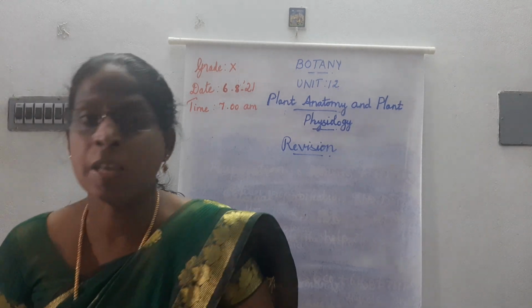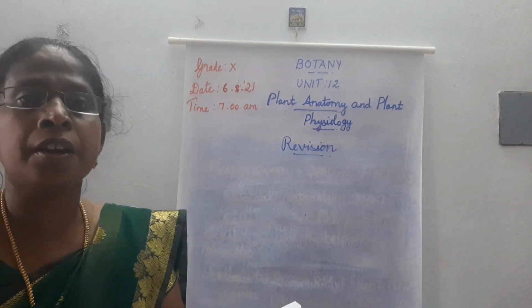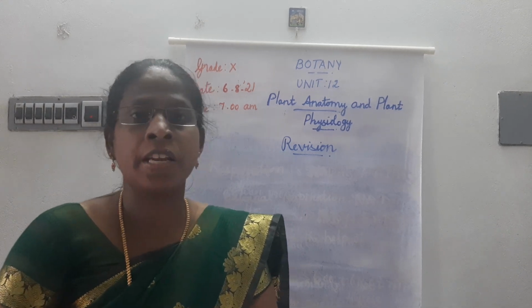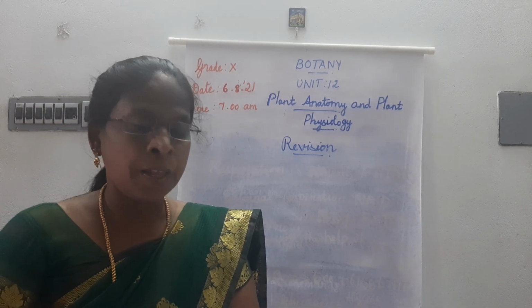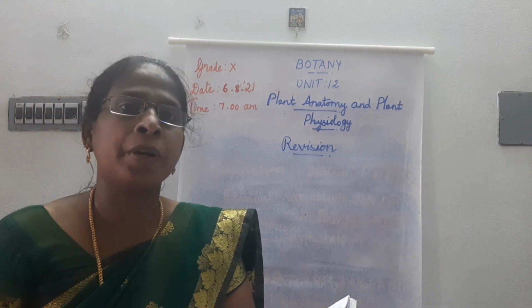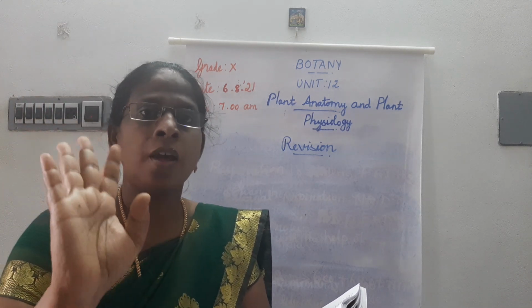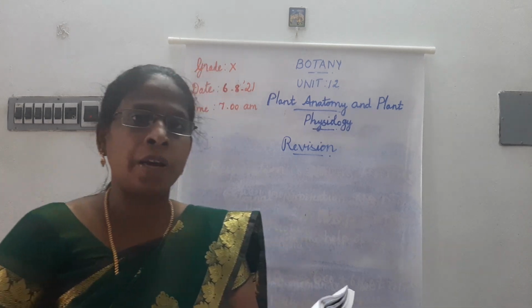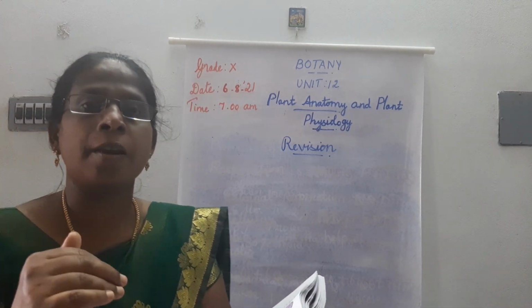Write short note on mesophyll. Very important question. It is a 4-mark question. It is present in the dicot leaf. Okay. So main point, it lies between the upper epidermis and the lower epidermis. It consists of two tissues, palisade parenchyma and spongy parenchyma. See, first one, palisade parenchyma.